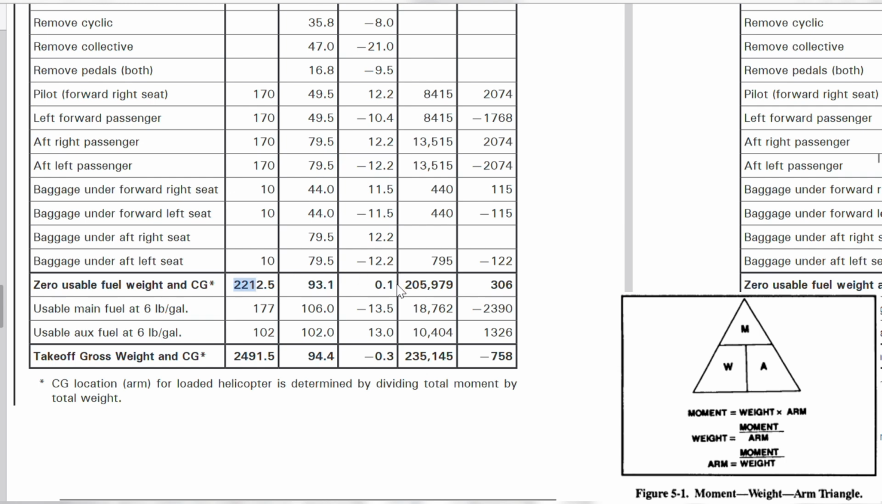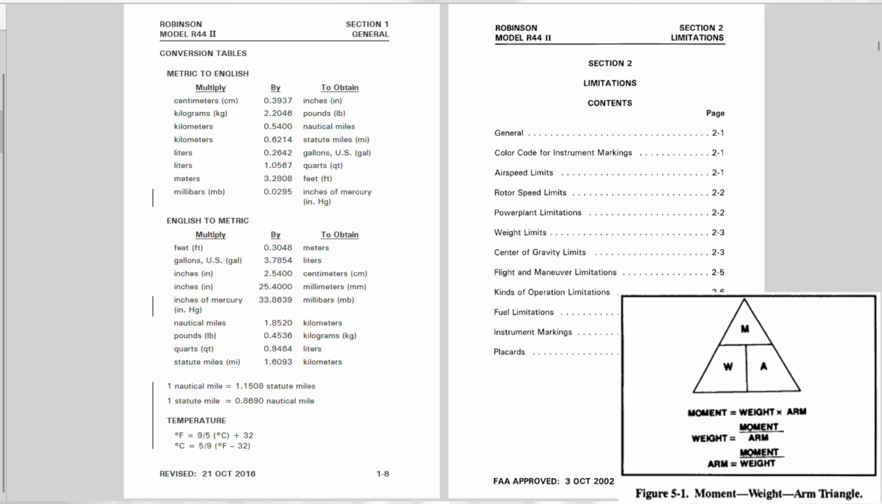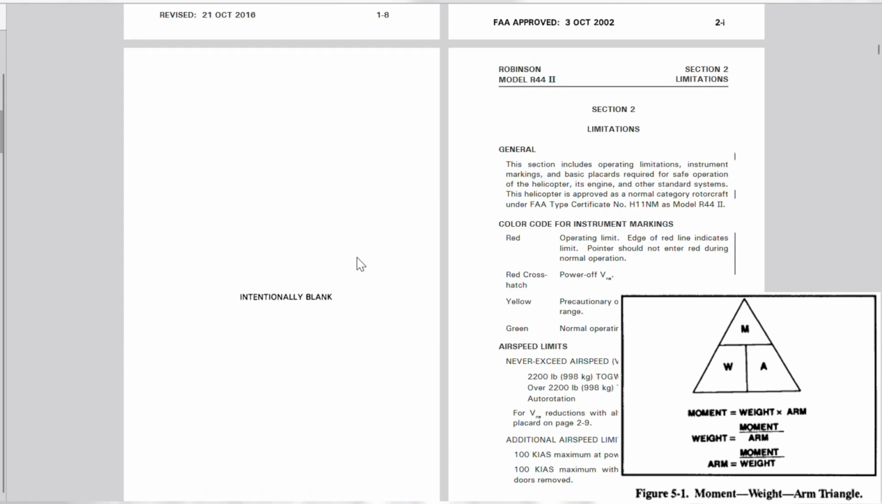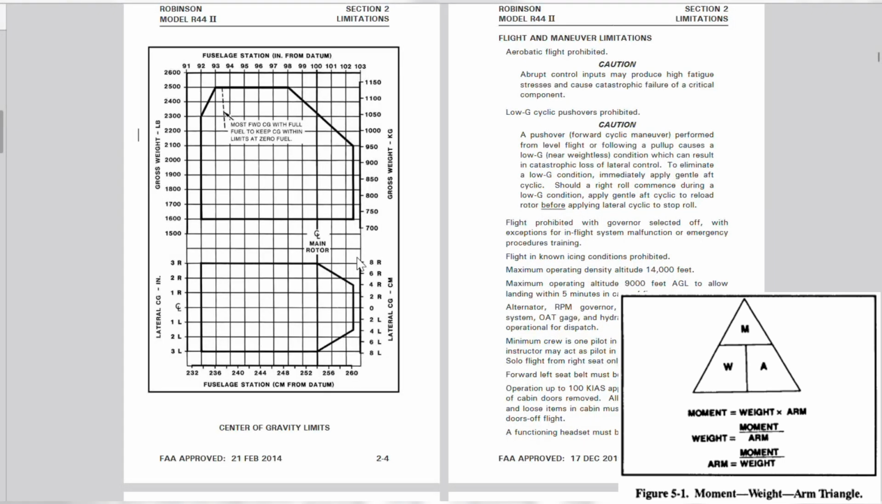We're going to plot these three, the 0 fuel, and we're also going to plot the max gross. We're going to take them and we'll plot them up in the limitations section. And so we have this lovely chart.